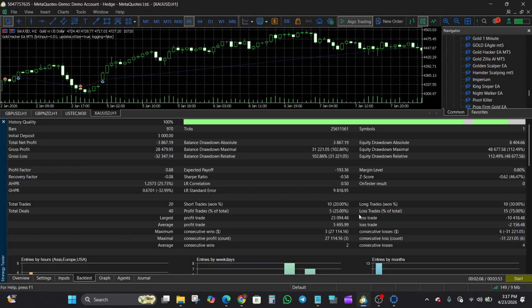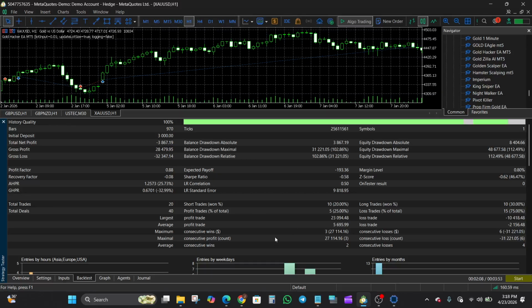And we can see the largest profitable trade was $23,094, and the largest losing trade was $10,418.48. Now, the average profit was $5,695.99, and the average losing trade was $2,156.48. Despite all this, we still had the account blown.